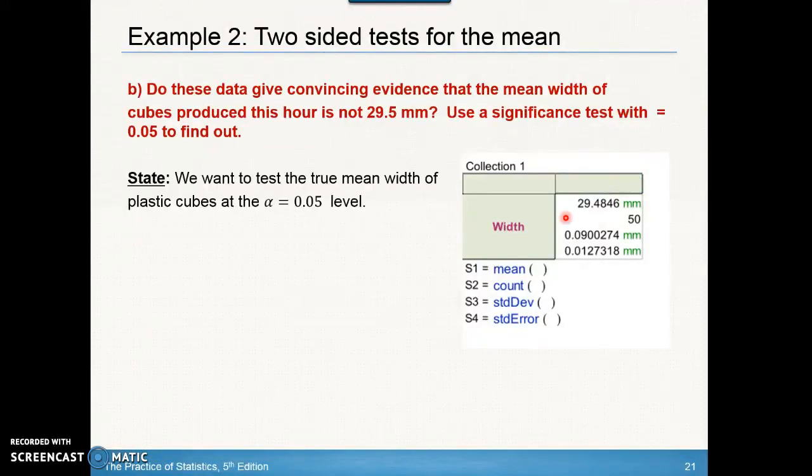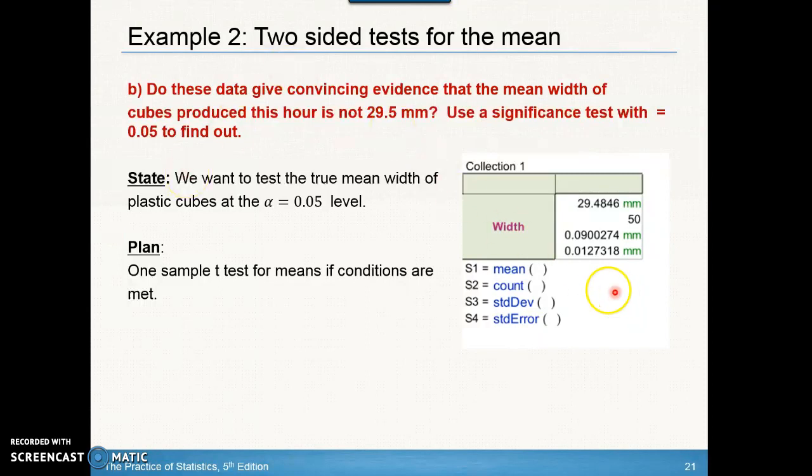Okay, so what exactly does our test look like? Same thing we did before. State: we want to test the true mean width of plastic cubes at alpha equals 0.05. Plan: what are we going to use? A one-sample t-test for means if the conditions are met, because we're going to use our standard error there. And this standard deviation is still from the sample. It's not the population standard deviation.